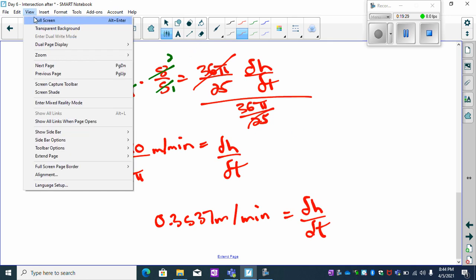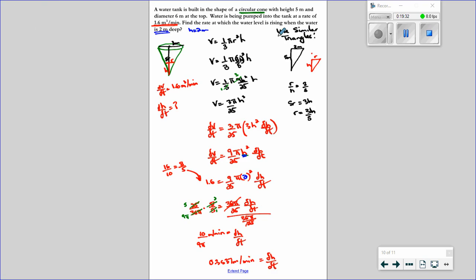Okay, so there's that one completed. That one had a little catch to it. I had to express v in terms of h only, because they didn't give me enough information with the rate at which the radius was changing or anything like that. And I just did that using similar triangles. The radius and height of the water being pumped in is constantly changing, so r over h, to a maximum of 5 meters high and a radius of 3 meters. That's the capacity, we'll say, of the tank.